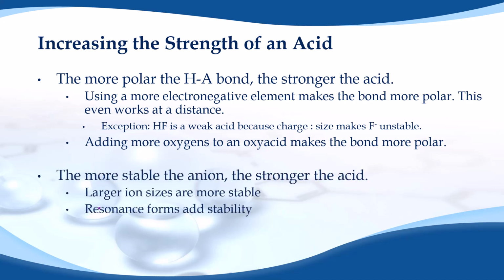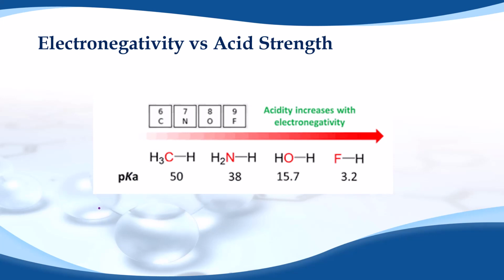The other way to increase the strength of an acid is to have your conjugate base, your anion, be more stable. Larger ions tend to be more stable than smaller ions. That's, again, the reason why fluoride is unstable: because of how small it is. And if you can find a way to make resonance structures, those delocalized electrons are great at adding stability to an ion, and that will in turn make the acid a little bit stronger. We'll go over each of these in turn, starting with electronegativity versus acid strength.